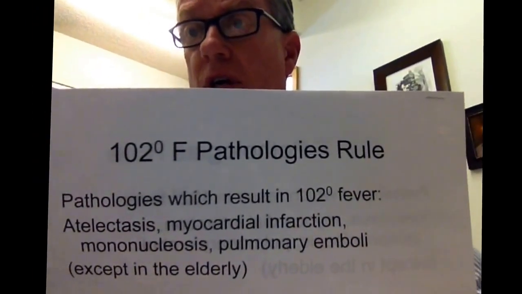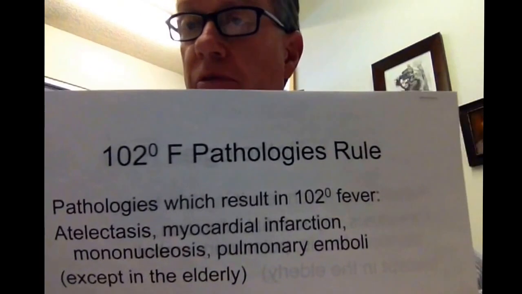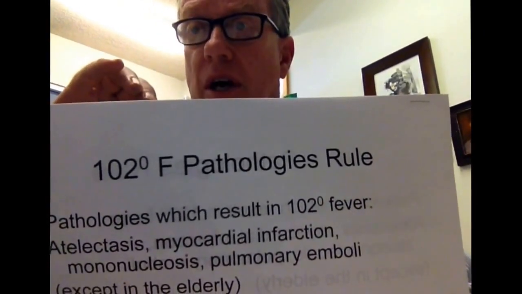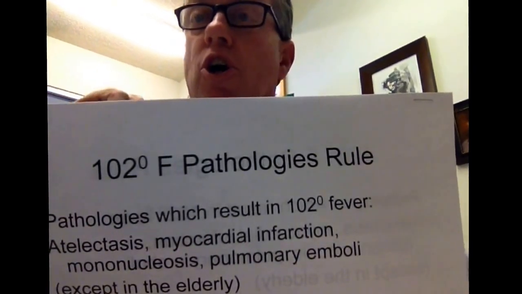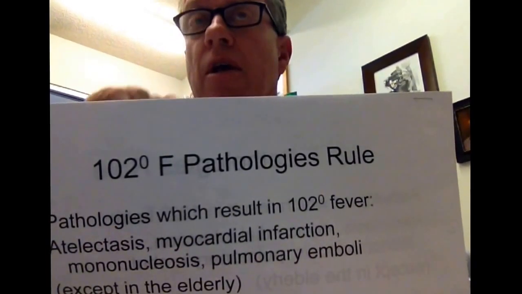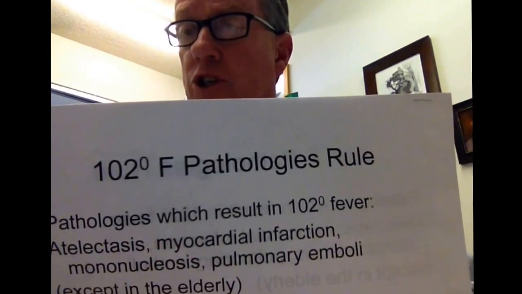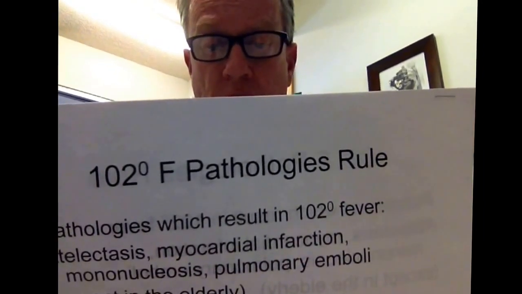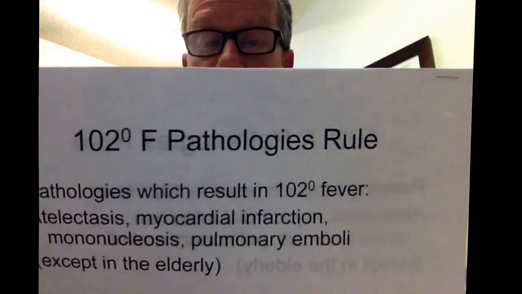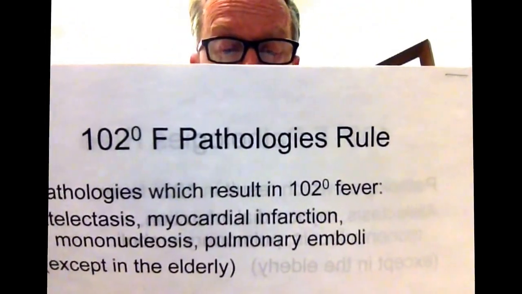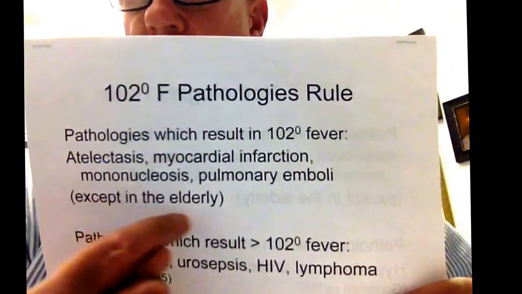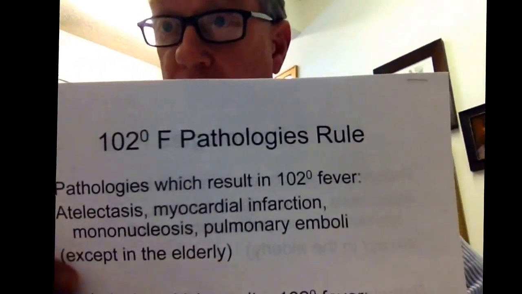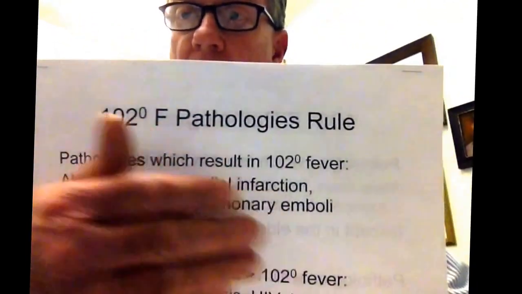Atelectasis, which is a collapsed lung, myocardial infarction, which is a heart attack where a blood clot, a thrombosis, is occluding a coronary artery, and oxygenated blood doesn't get to a portion of the heart, and that heart muscle dies in that location. Mononucleosis, pulmonary emboli, which is another blood clot. And you see here, I'm making the case about the elderly. They may not have anything above a normal temperature and be manifesting these.